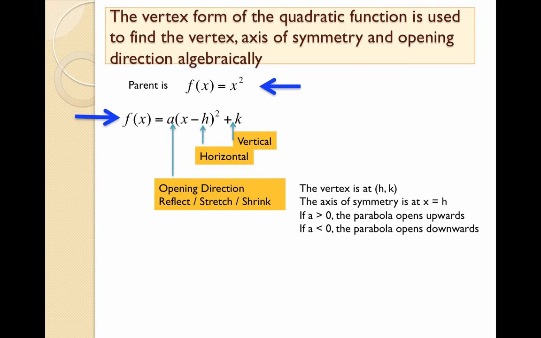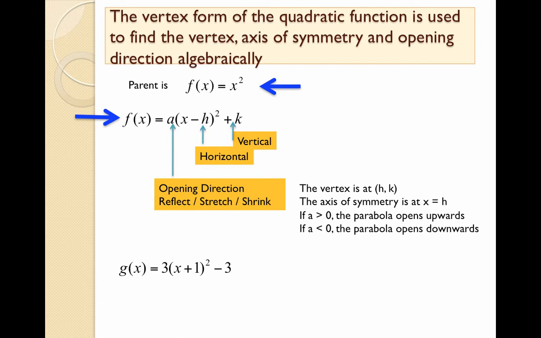Now that coefficient a actually tells us what our opening direction is. If a is positive, our parabola is going to open upwards, and if a is negative, our parabola is going to open downwards. Let's try it on an example.